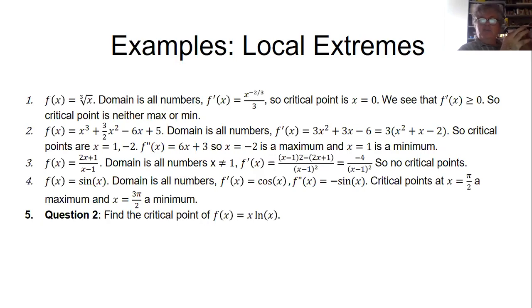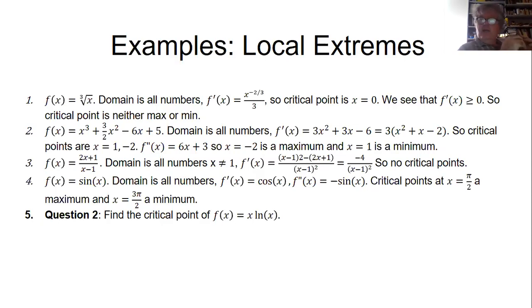Sine of pi on 2 is 1. So the second derivative is minus 1 there. So at x equals pi on 2, it's a maximum. And x equals 3 pi on 2, it's a minimum. Or you can just remember what a sine curve looks like. And you know, the first is a max and the second is a min.